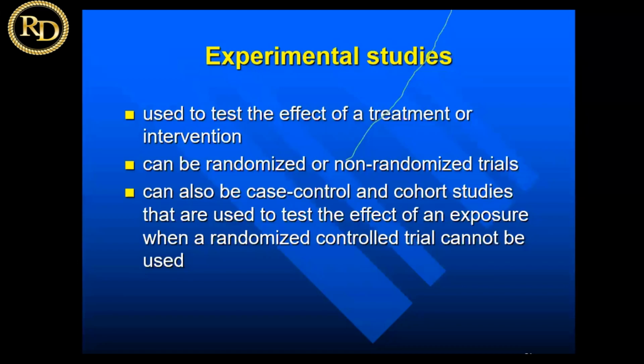So this can also be case control and cohort studies that are used to test the effect of an exposure when a randomized control trial cannot be used. Where the randomized control trial cannot be used, you can go for a case control and a cohort study. Sometimes every study cannot be experimental. So again, you can go for a case control or a cohort study. You can also do a cohort analytical study. The line of demarcation is very, very sharp, very thin. So be clear-cut in your concept before choosing a study design.